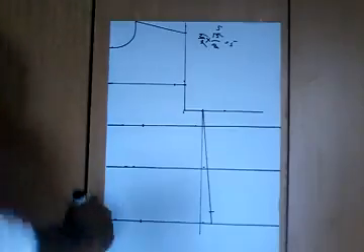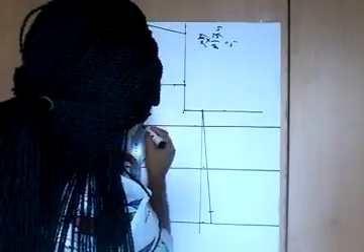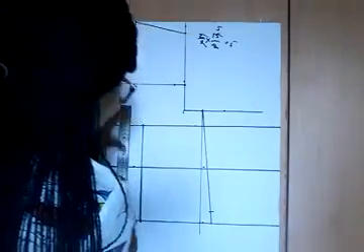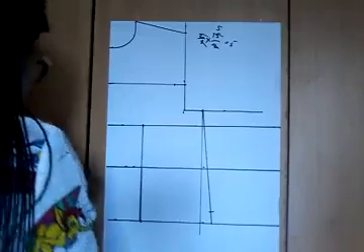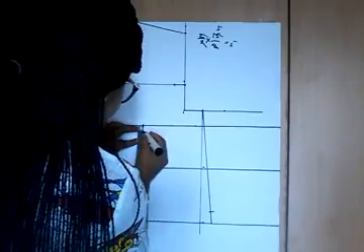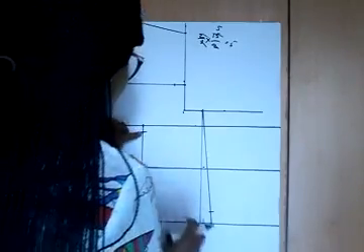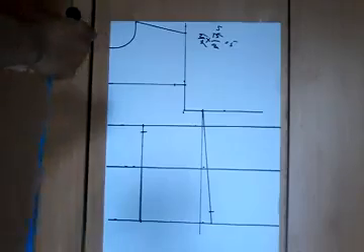So I'll use a vertical line to connect both points to get the center leg of my dart. So this is the center leg of my dart. However, as I mentioned earlier, my dart should stop half an inch away from my bust point line. So this is where my dart should actually stop. Do you understand? I hope this is clear.